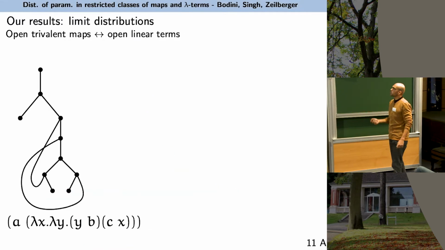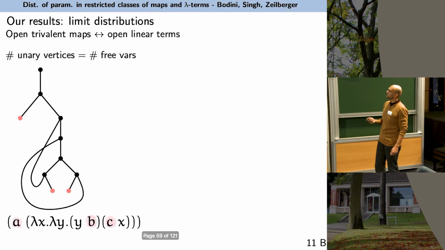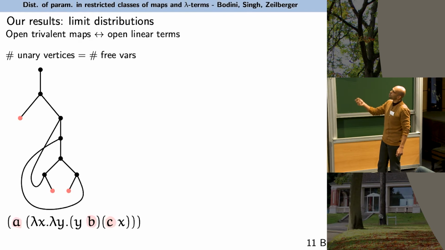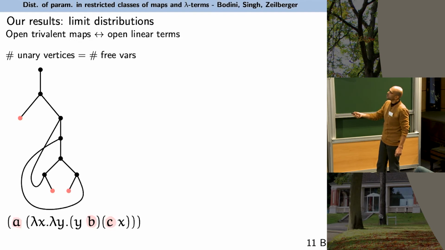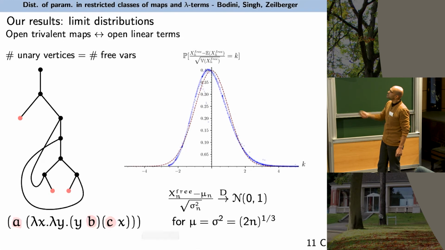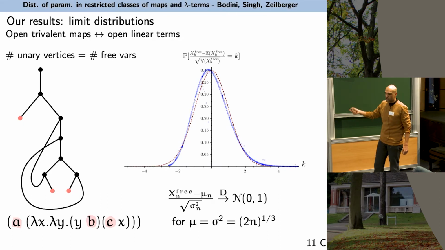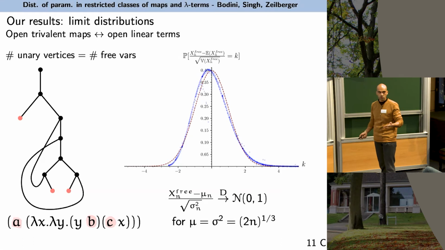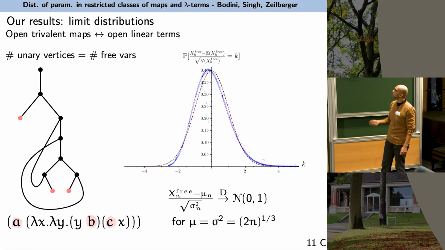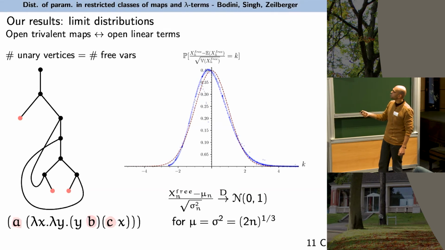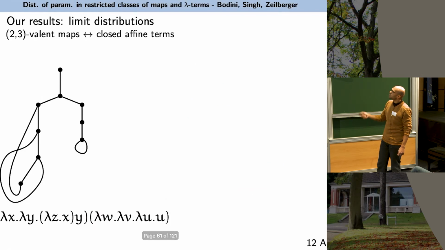Finally, passing to the realm of open trivalent maps, which are in correspondence with open linear terms, we have the distribution of unary vertices. So here we have a map with allowed degrees 3 and 1, and we are looking at unary vertices, which I have highlighted here. And this is in correspondence with free variables in open linear terms, and the corresponding law this time is a continuous law. So in the previous two cases, we had a discrete law, we had a Poisson law. This time we have a Gaussian limit law. So after appropriate rescaling, we have a distribution that converges in distribution to the standard Gaussian, for parameters mu and sigma square given here.